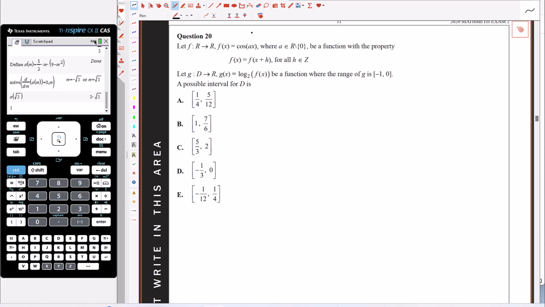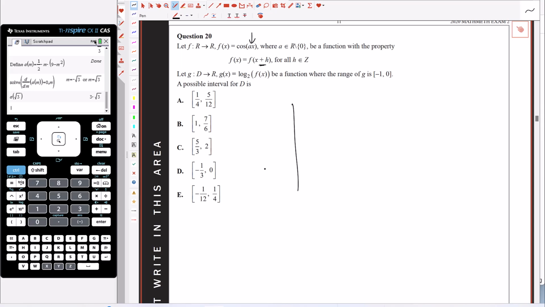So if a was a negative value, that would reflect our cos graph in the y-axis, but actually given the shape of a cos graph, that doesn't actually change the shape of the graph at all. So it's really just about changing the period. f of x is equal to f of x plus h for all h an element of Z. Okay, that's fine. So there's some kind of horizontal translation that we could apply to f of x and still end up with f of x. And that happens with trig functions.